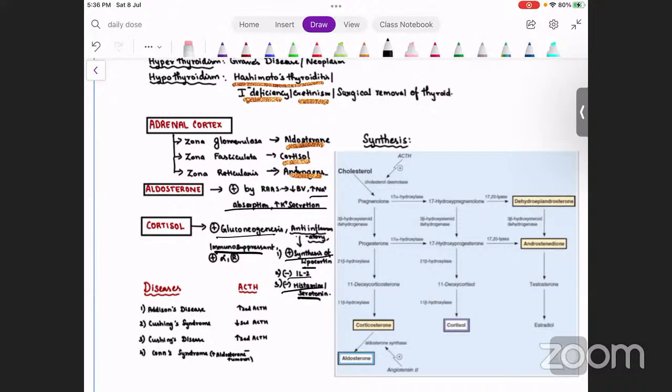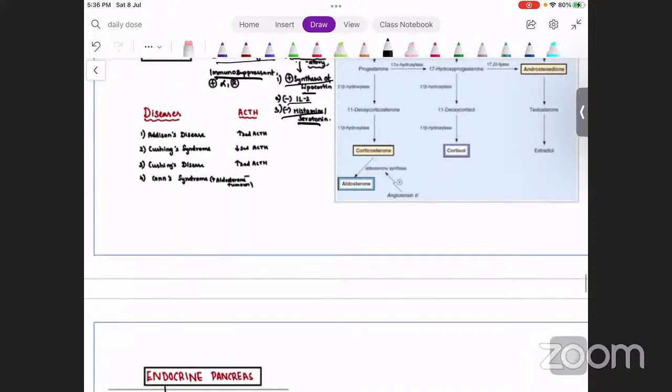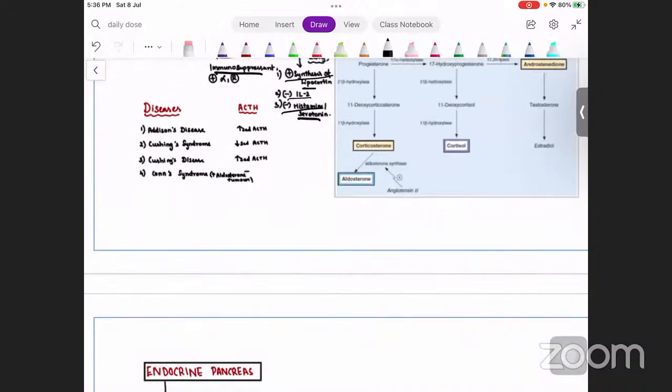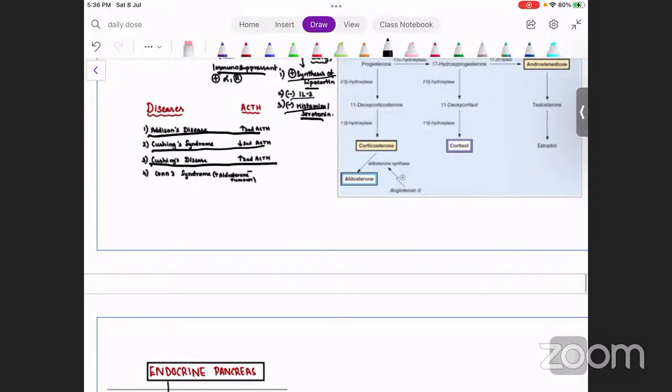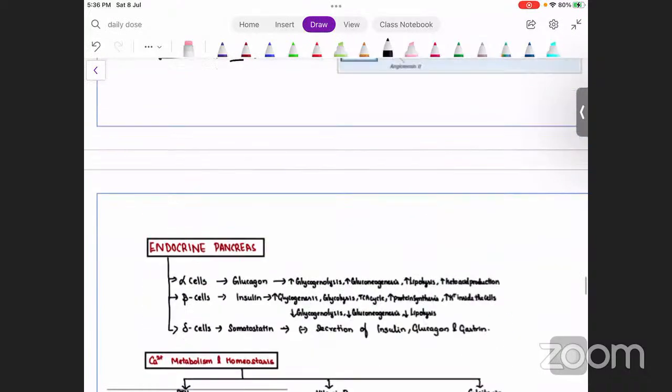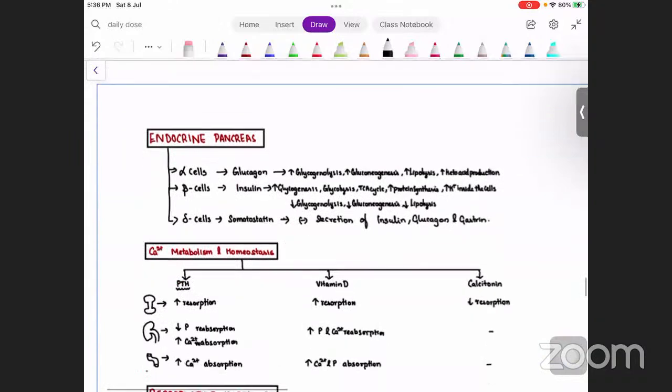Okay, fine. Apart from that, what are the diseases which can be caused due to ACTH? Increased ACTH causes Addison's, decreased ACTH causes Cushing's syndrome, increased ACTH causes Cushing's disease, and apart from that, increased aldosterone will cause Conn syndrome. This is all about the adrenal cortex.